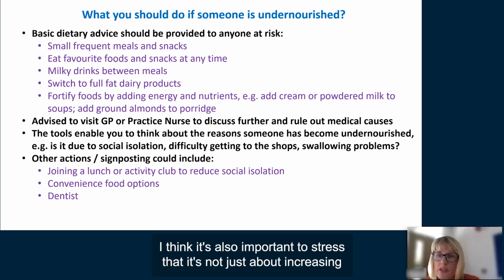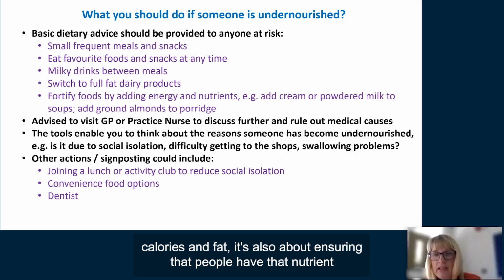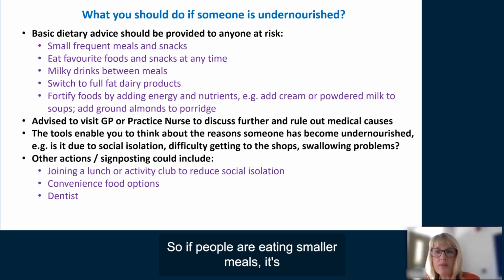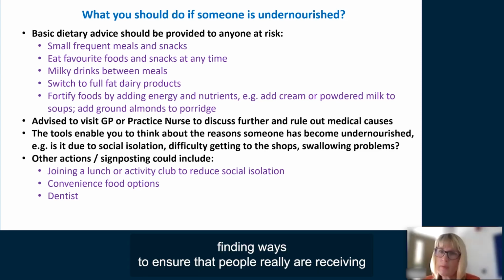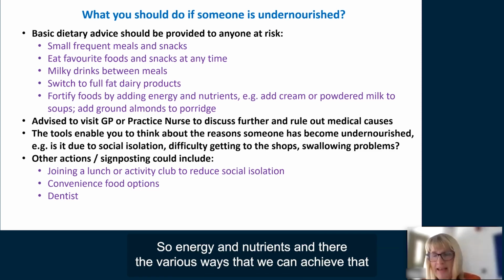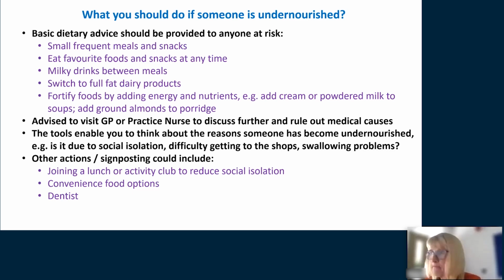I think it's also important to stress that it's not just about increasing calories and fat, it's also about ensuring that people have that nutrient density as well, because it may be that people can't eat bigger meals. So if people are eating smaller meals, it's finding ways to ensure that people are really receiving well-balanced nutrition, so energy and nutrients. And there are various ways that we can achieve that.